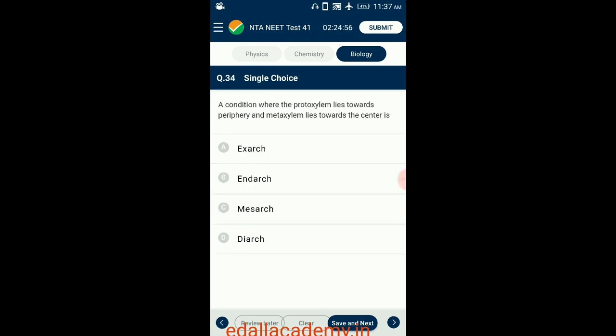Question number 34. A condition where the protoxylem lies towards the periphery and metaxylem lies towards the center. In exarch, the development of protoxylem occurs from the outermost part of the procambium. The development is from outside to inside. The protoxylem is found outside to metaxylem. It is generally called a centripetal pattern. It is found in roots. So the answer for this question is option A, exarch.